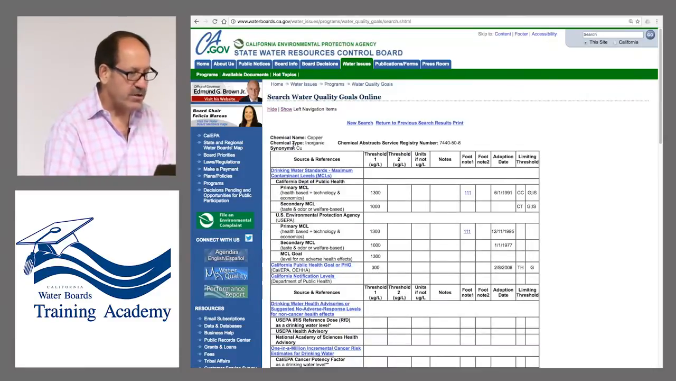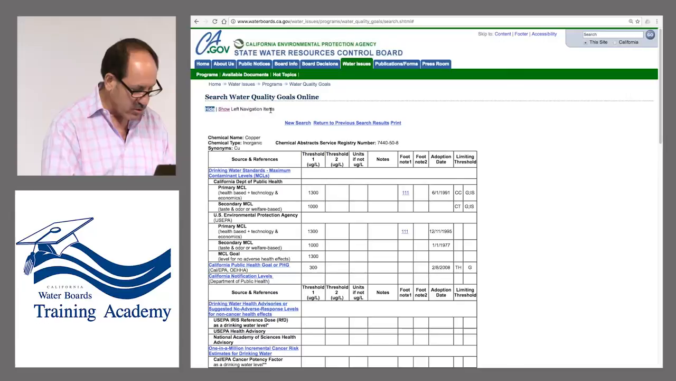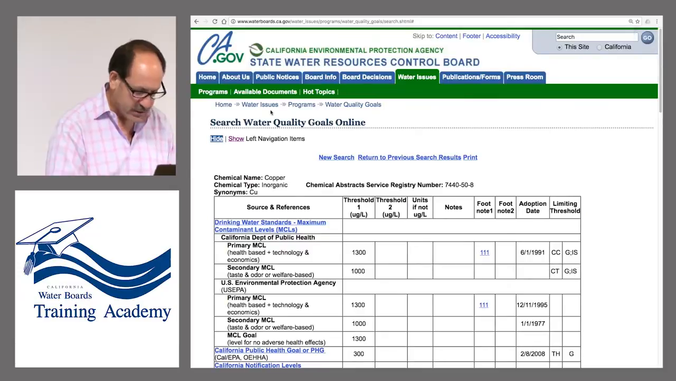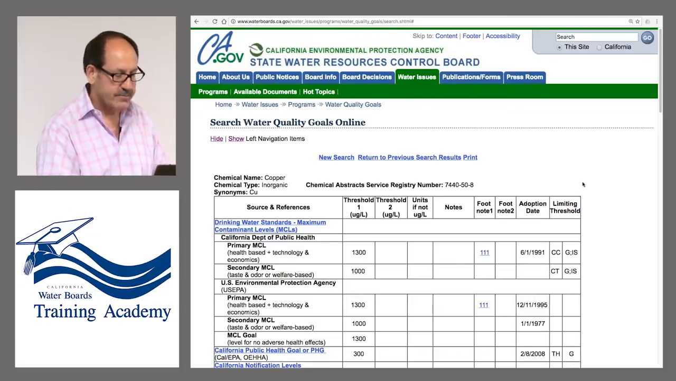One of the things you can do with this page is hide the left navigation bar. And that should allow me to, if I can remember how to do it, zoom in. It's like Control Plus, I think. Good. So maybe you can see it a little bit better.